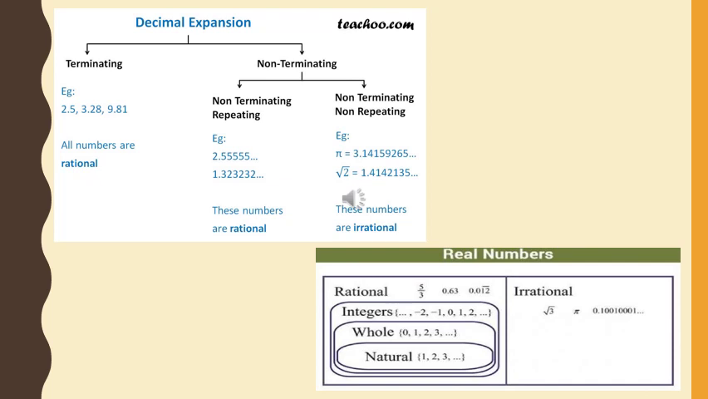And the third kind is non-terminating, non-repeating. Neither will they stop, nor will they follow a particular pattern. Here also dots are given to show that they are non-terminating. So the first two, terminating and non-terminating repeating, are rational numbers, whereas the third one, non-terminating, non-repeating, are irrational numbers.